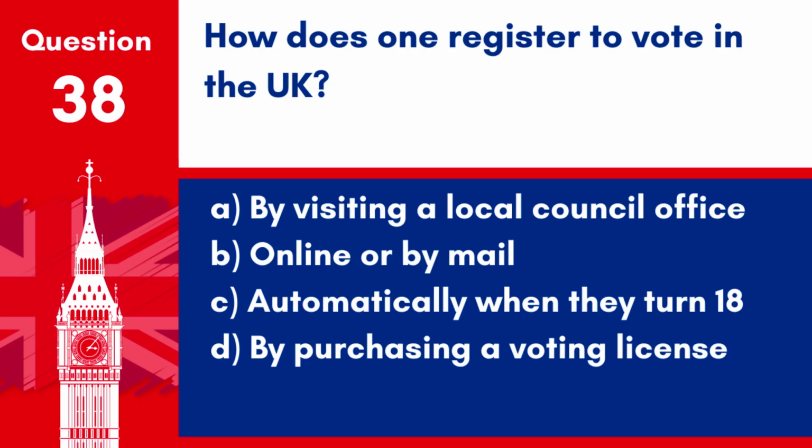Question 38. How does one register to vote in the UK? A. By visiting a local council office. B. Online or by mail. C. Automatically when they turn 18. D. By purchasing a voting licence. Answer: B. Online or by mail. People in the UK can register to vote either online or by sending a form through the mail.